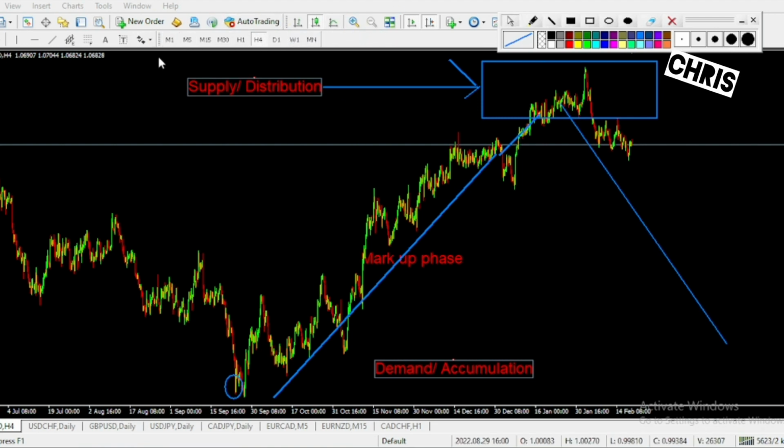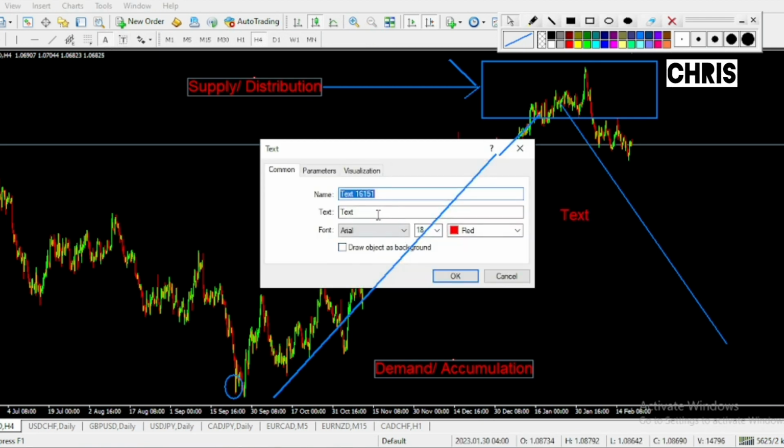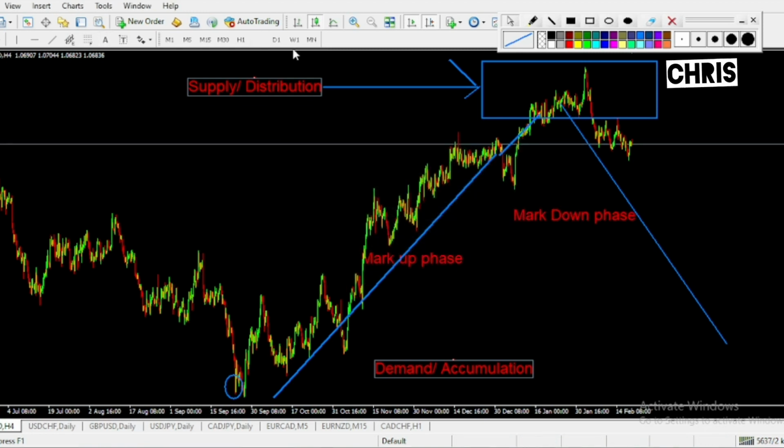Okay, so here this one I'll name as the markdown phase. I've separated them for you to see them well. So this is the markdown phase. This one shows the area of accumulation. Now, how do you determine the areas of accumulation and areas of distribution? That is the demand and supply.